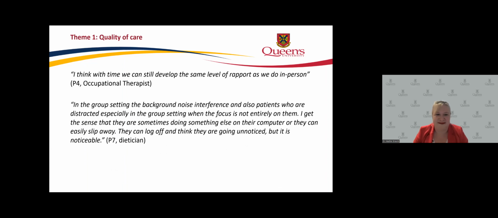Next slide, please. So here's a couple of quotations. The first being, "I think with time, we can still develop the same level of rapport as we do in person," and that was shared by an occupational therapist. And the next, "In the group setting, the background noise interference, and also patients who are distracted, especially in the group setting, when the focus is not entirely on them. I get the sense that they are sometimes doing something else on their computer, or they can easily slip away. They can log off and think they're going unnoticed, but it is noticeable." And that was shared by a dietitian.